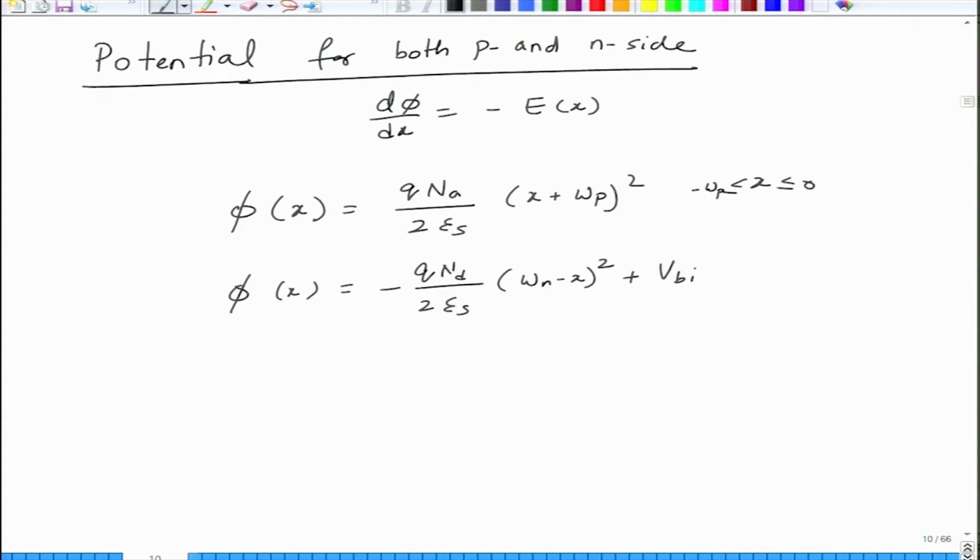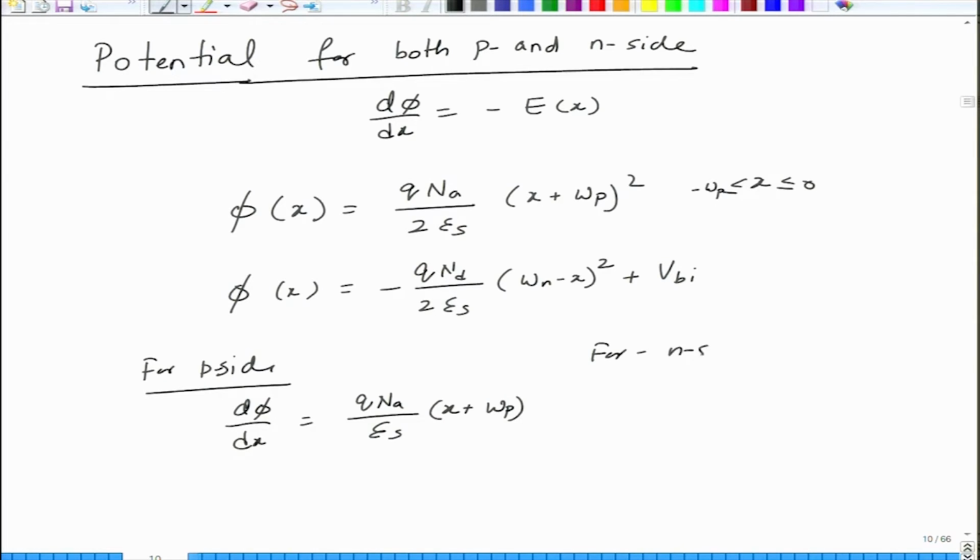Let me just write the basic expressions. For the p side you will have d phi by dx as Q Na divided by epsilon S into x plus Wp, whereas for the n side you will have to integrate it. If you look at phi(x), the integration will take place from phi(x) to Vbi, because you are starting like this, right. So this is Vbi.